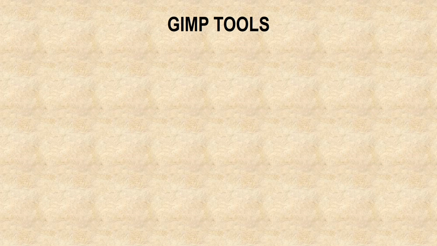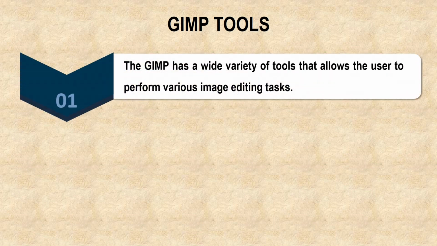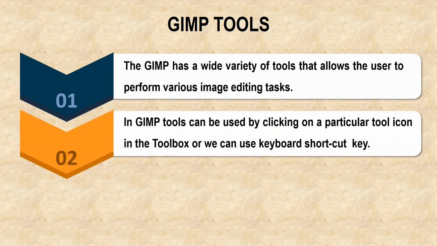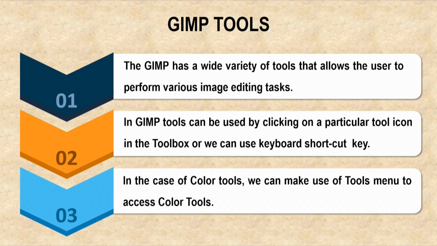GIMP comes with a wide variety of tools that allow the user to perform various image editing tasks, and in GIMP we can click on a particular tool icon from the toolbox or we can make use of keyboard shortcut keys. But only in the case of color tools, we make use of the Tools menu to access the color tools. Paint tools start with the basic tools like pencil, brush and eraser tool.